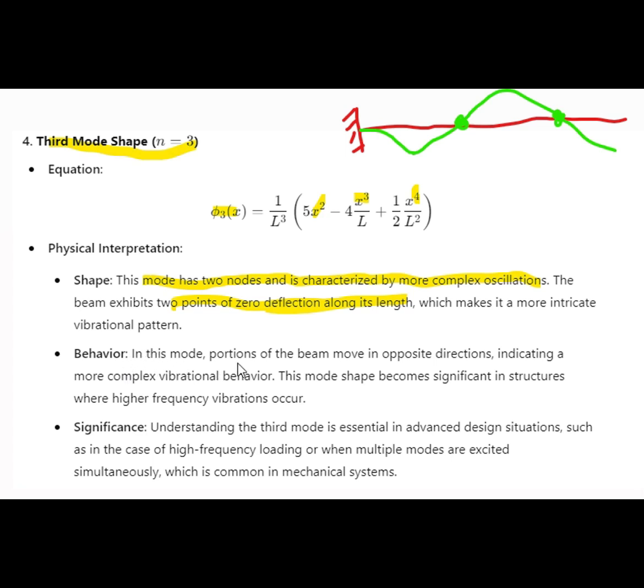In this mode, portions of the beam move in opposite directions, indicating a more complex vibrational behavior. This mode shape becomes significant in structures where higher frequency vibrations occur. Understanding the third mode is essential in advanced design situations, such as high frequency loading. If high frequency loading happens, this mode can get excited, or multiple modes are excited simultaneously, which is common in mechanical systems.